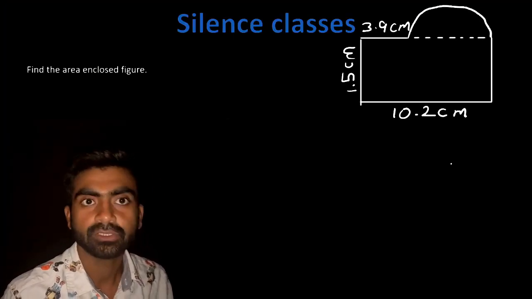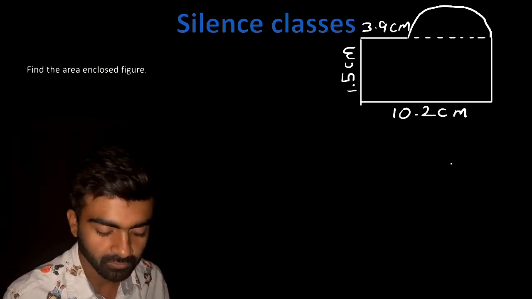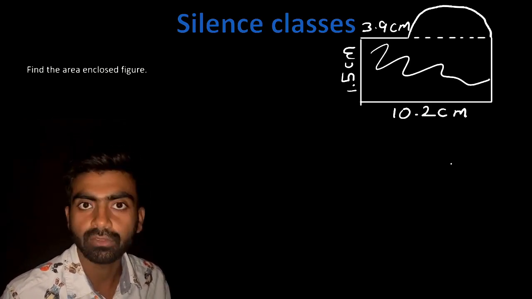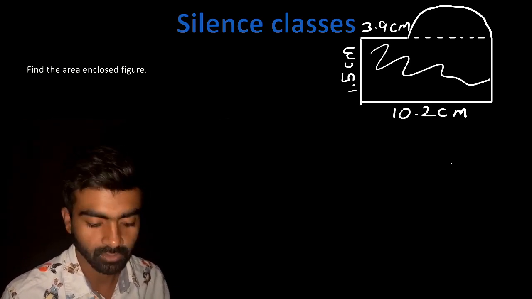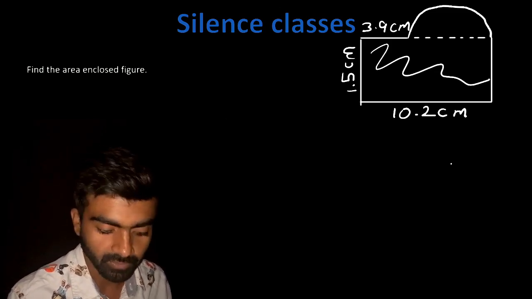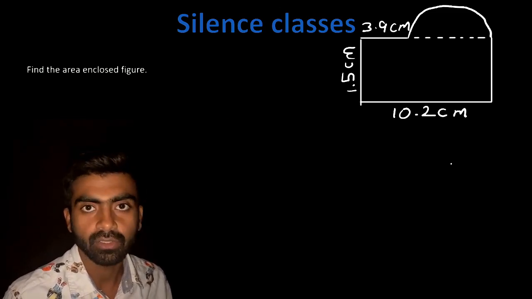Now let's do this particular question. The question is very interesting. First of all, find the area of the enclosed figure, means we have to find out the figure area of this enclosed figure. If you check this particular figure, two things are given. There is a rectangle present and a semicircle. So first of all we have to find out the radius of the semicircle, then only we can find out the area of the semicircle.